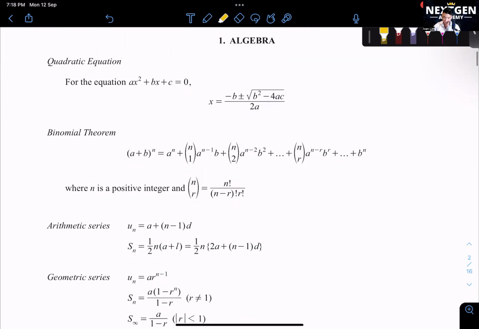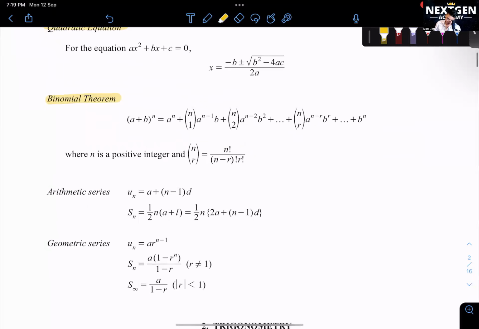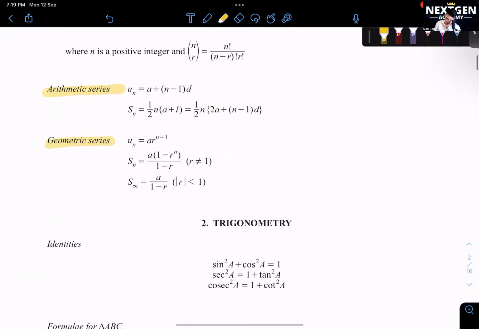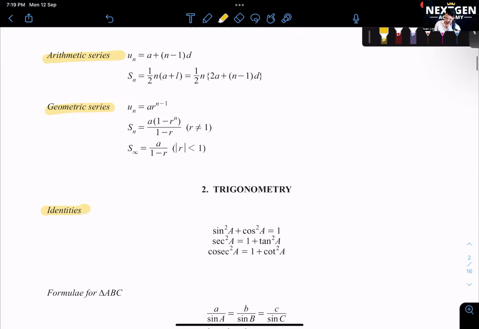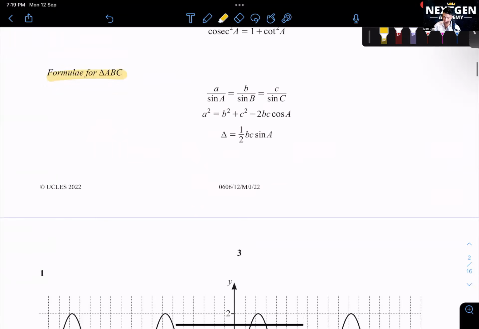Make sure you know all of these formulas, because some of it we actually don't really need to memorize. You can always refer back to here to get the answer and to get the clues. So there's quadratic equation, binomial, arithmetic, geometric, your identities, and then your sine rule, cos rule. Make sure you know what you are doing over here. What can you get here?